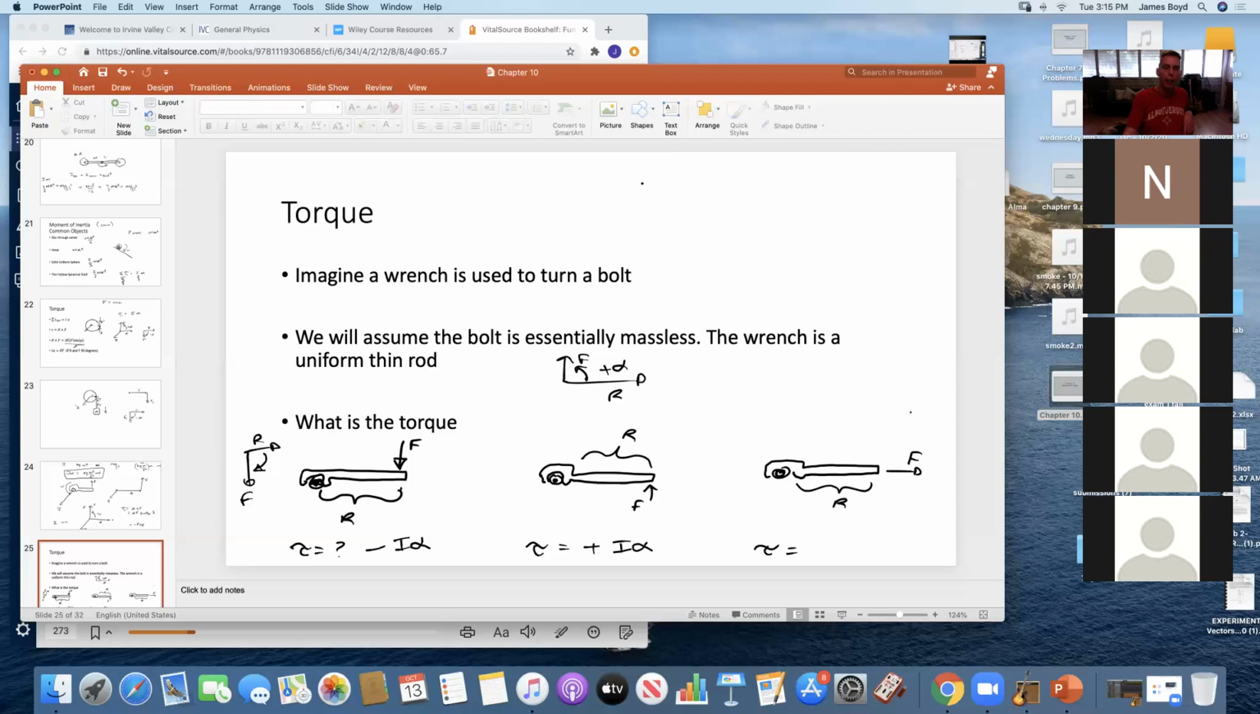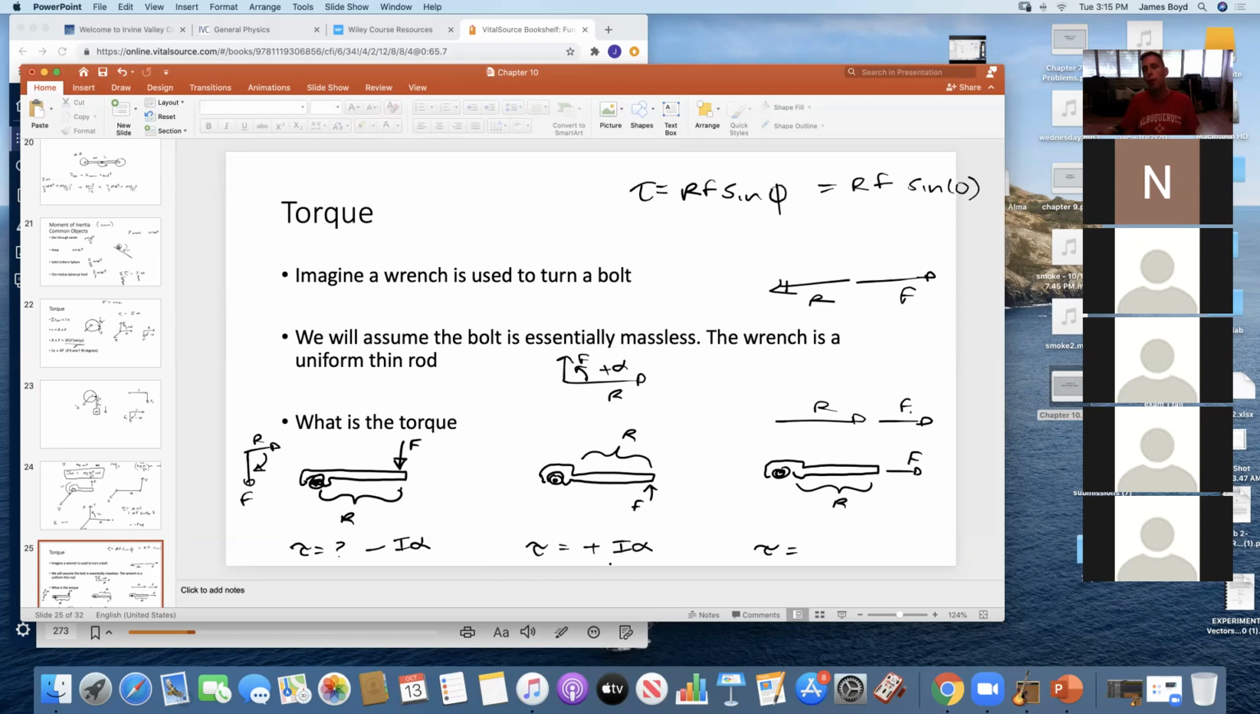Well, I said that torque is RF sine of the angle between them. If R and F are in the same direction or opposite directions, the angle between them is 0 or 180 degrees. It's 180 degrees if R is this way and F is this way. It's 0 if they're this way. Sine of 0 is 0. But that should make sense to you. If you pull on a wrench, you're not making it turn. You're just pulling on it. You're making it translate or move laterally. So this torque is 0.